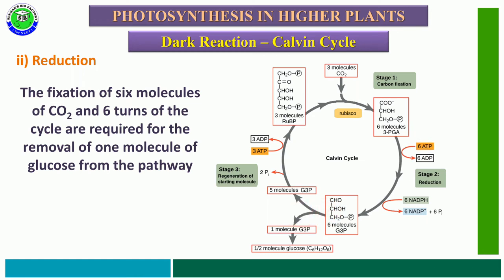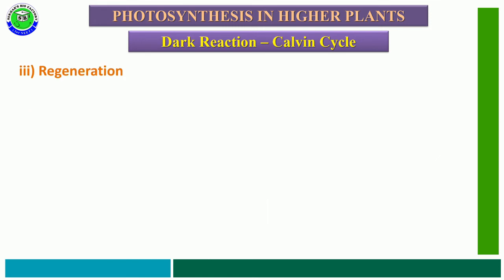These are the steps present in the reduction reaction. In this reduction, 6 molecules of 3-phosphoglyceric acid are converted into 6 molecules of glyceraldehyde 3-phosphate by utilizing 6 ATP and 6 NADPH molecules. After completion of this, out of the 6 molecules of glyceraldehyde 3-phosphate, only 5 molecules are regenerated into RuBP, and the remaining 1 molecule of glyceraldehyde 3-phosphate is utilized for the synthesis of carbohydrate or glucose in the form of C6H12O6. And the third step in the Calvin cycle is regeneration.